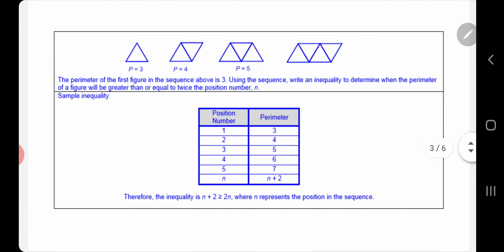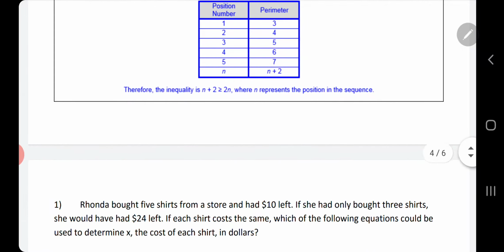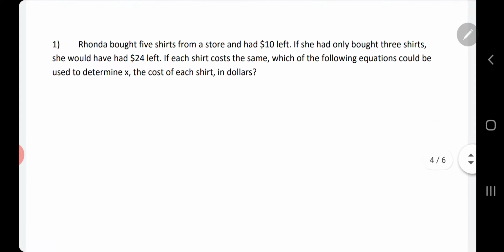Okay guys, like I said, this one's a little confusing, so I'm going to move on to some of these sample problems that I have. And let's talk about them.